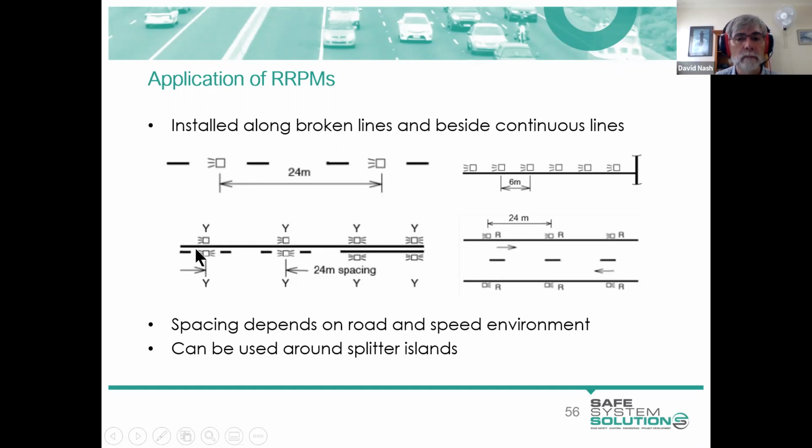And because these are in the middle of the road, they are yellow. If you're using RRPMs to reinforce the edge line, then they should be red, obviously facing the direction of travel, and on straights, they would be 24 metres apart. The spacing depends on the road and speed environment, and they can also be used around splitter islands.